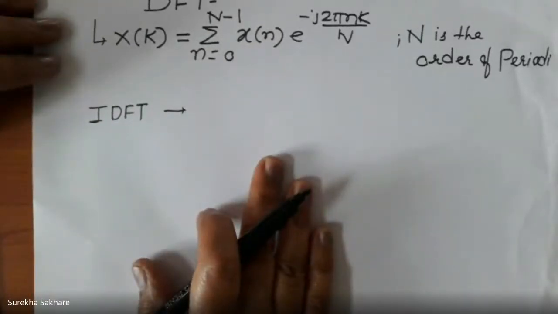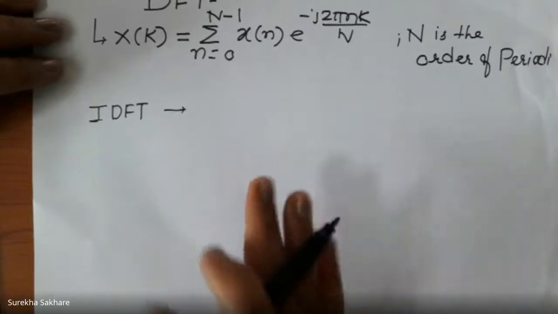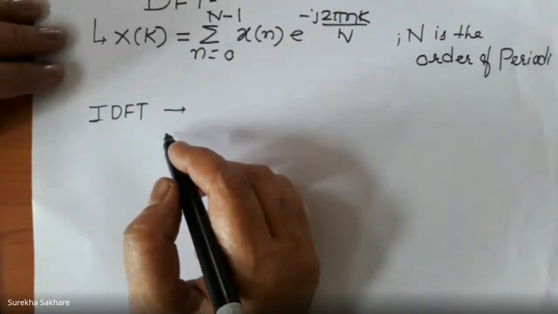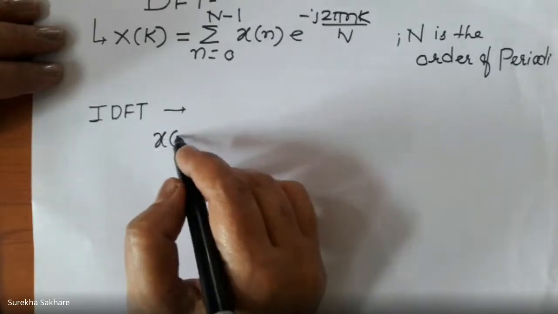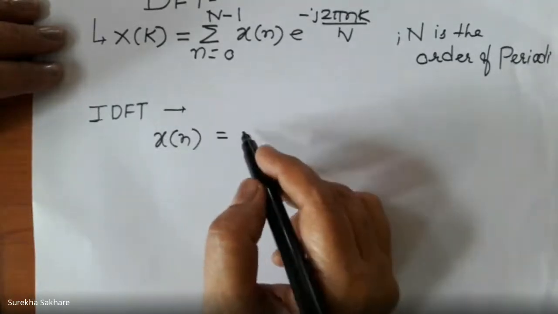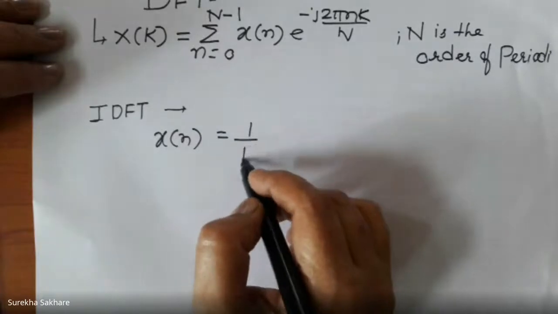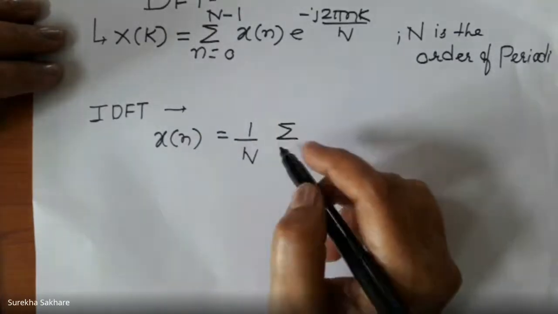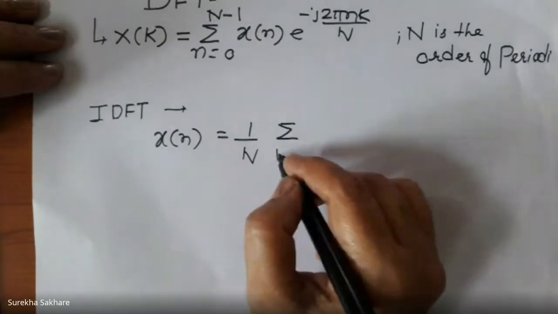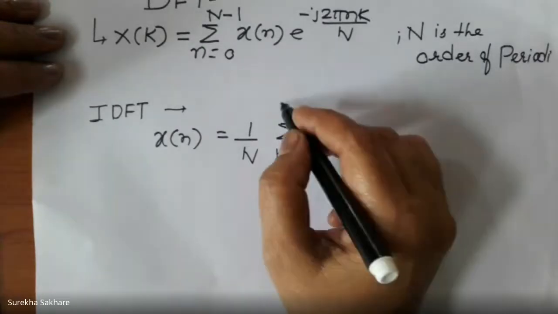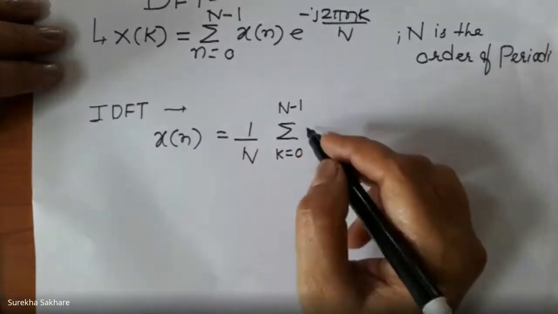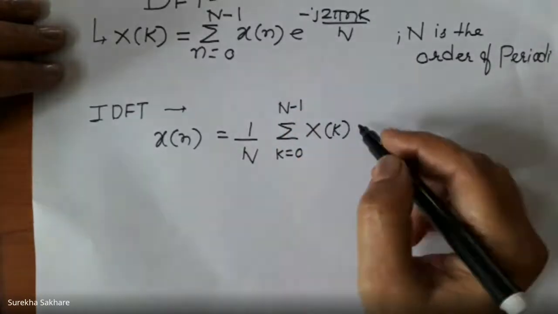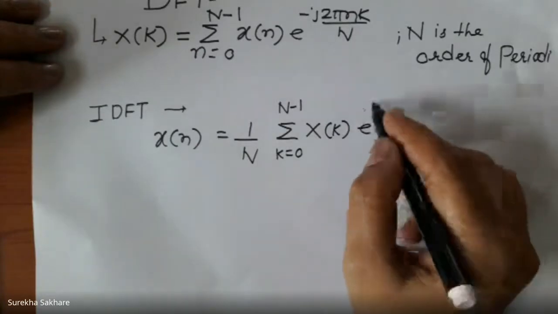IDFT is given as x of n is equal to 1 by N summation k is equal to 0 to N minus 1, capital X of k e raised to plus j 2 pi nk by N.